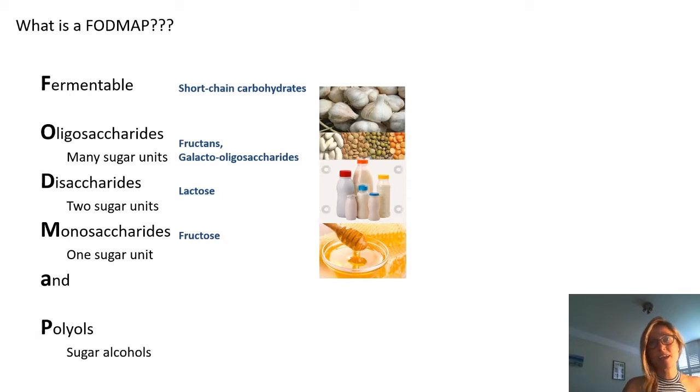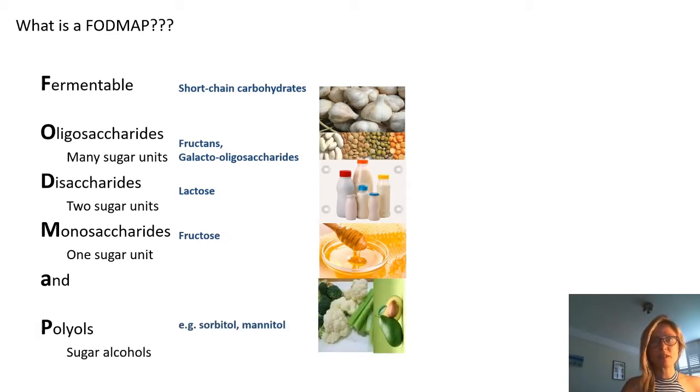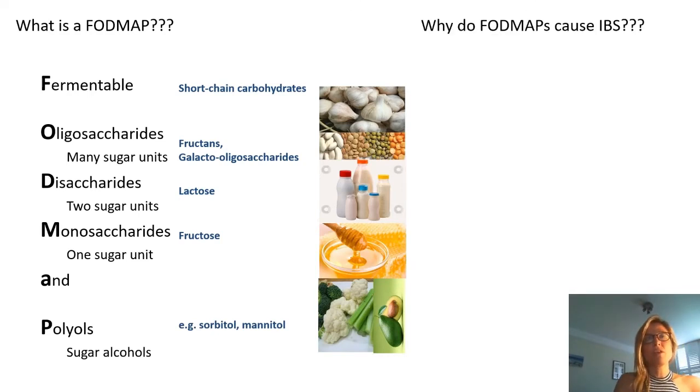fructose, which is found in honey and in some fruits and vegetables, as well as sorbitol and mannitol, found commonly within fruits and vegetables. So the low FODMAP diet is a diet where we restrict these fermentable sugars. The reason for this is that FODMAP intake can lead to symptom induction in patients with IBS.